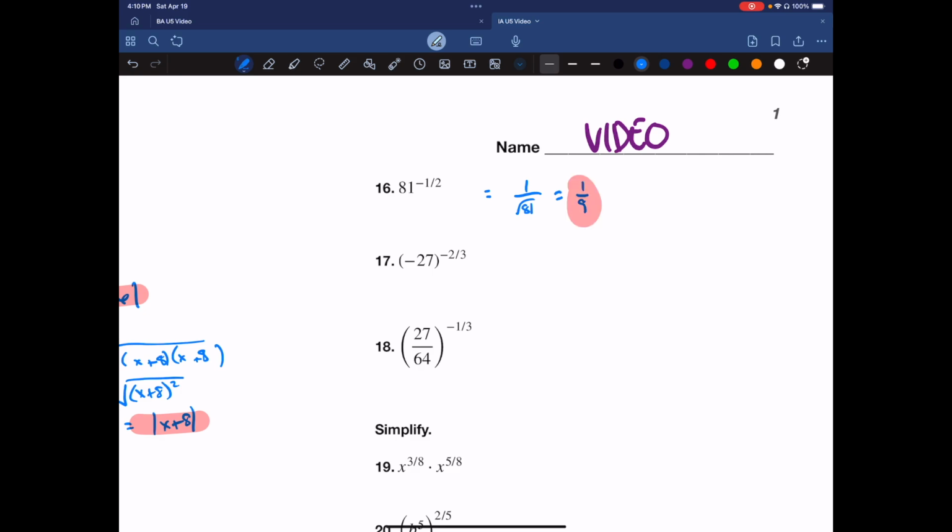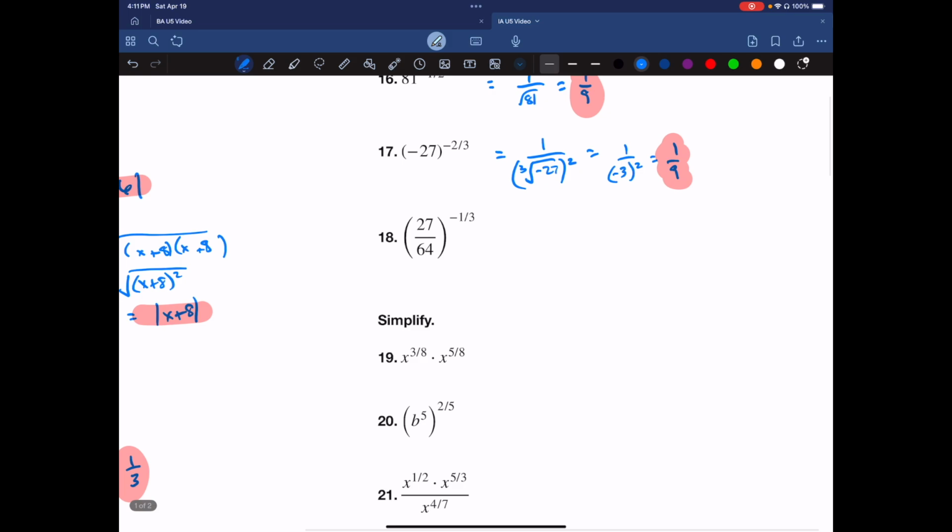On 17, that negative exponent is going to bring it down to the bottom, and so this is going to be 1 over the cube root of negative 27 squared. Okay, so the cube root of negative 27 is negative 3, so it's 1 over negative 3 squared, and it also is going to be 1 over 9.